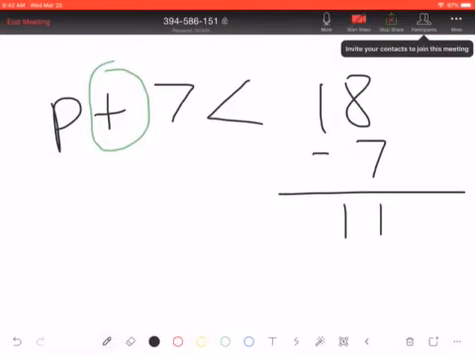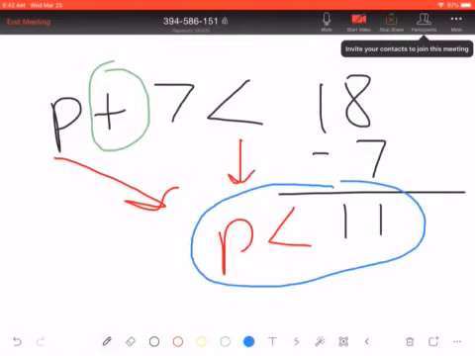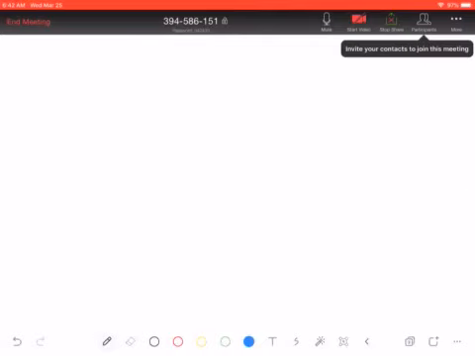11. And then the trick is I'm just bringing everything else straight down. So the less than goes straight down, and the P goes right over there. So your solution is just going to be that it's anything less than 11, right? Anything less than 11. So to graph it, as we know, P, the position, is anything less than 11.